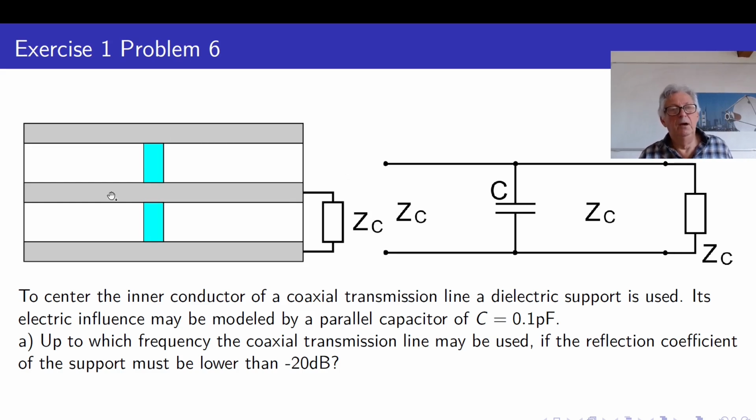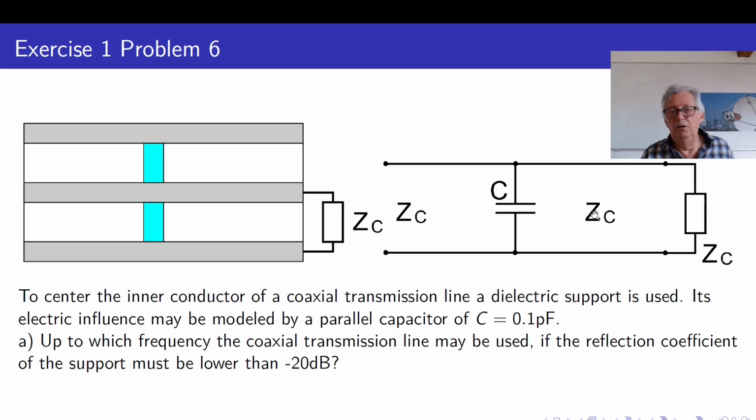We have here, I assume, a transmission line, a coaxial transmission line, and to center the inner conductor of the coaxial transmission line we need a dielectric support. Its electrical influence may be modeled by a parallel capacitor of 0.1 picofarad. So the equivalent circuit of this situation is this.